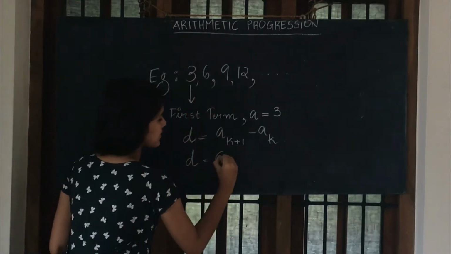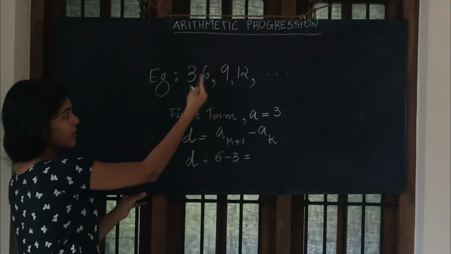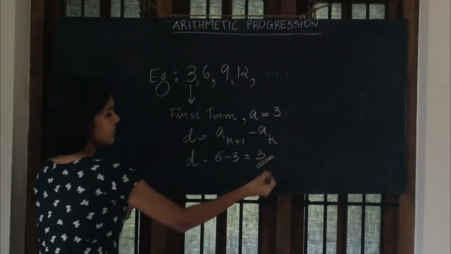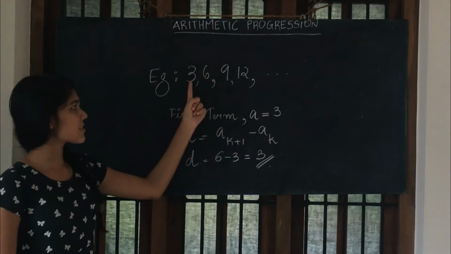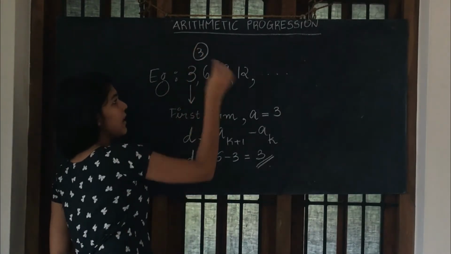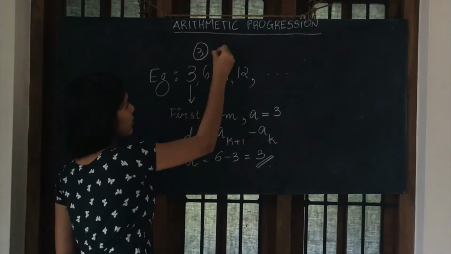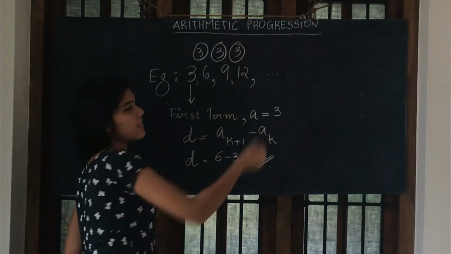In order to find the common difference of this AP, let us take the difference of the adjacent terms, that is 6 minus 3, the difference of the second term and the first term. It's equal to 3. You can verify that 3 will be fixed here. 6 minus 3 is equal to 3. 9 minus 6, the third term minus the second term, will also be 3. 12 minus 9 is also 3.